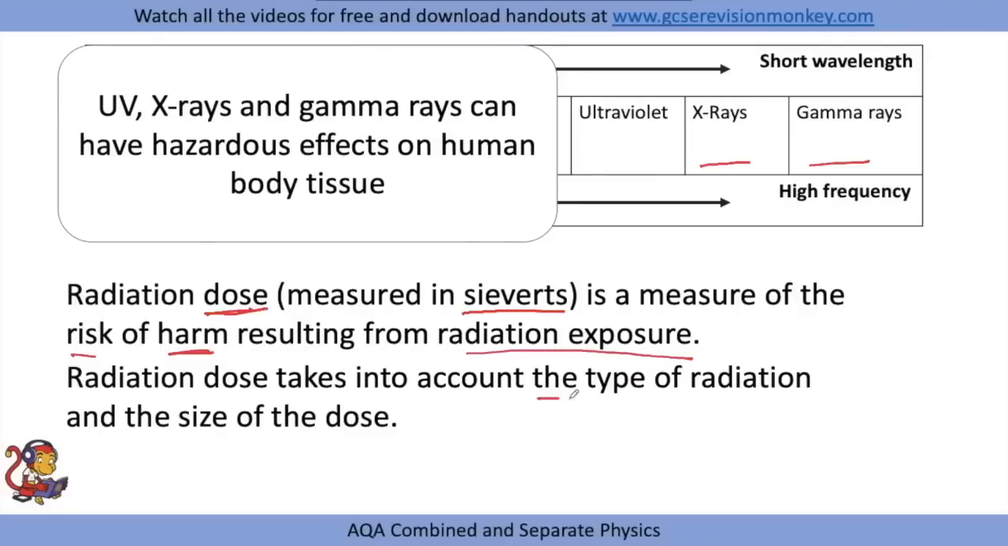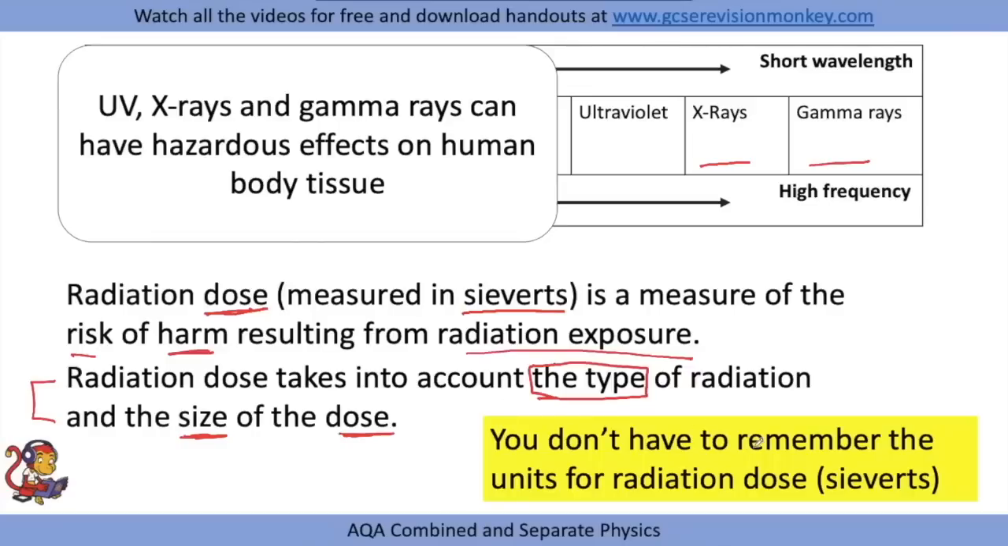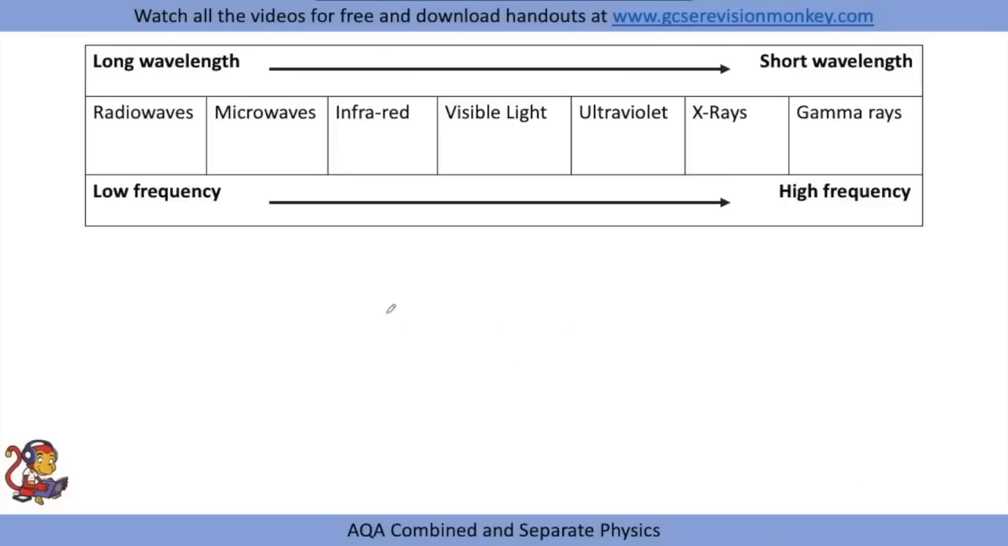So radiation dose takes into account two things. It takes into account the type of radiation that you're exposed to and the size of the dose that you get. Okay, so you need to bear in mind that radiation dose takes into account the type and the size of radiation that you are exposed to, but you don't have to remember that the units are sieverts. So you might see sieverts in a question when they're talking about dose, but you don't have to remember those units.